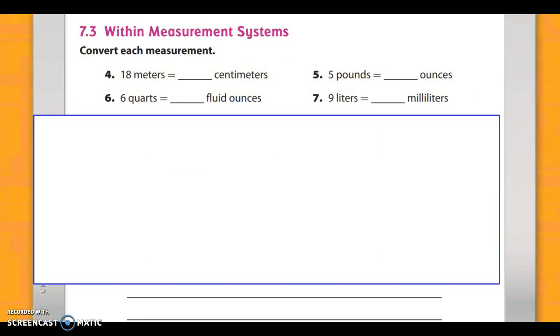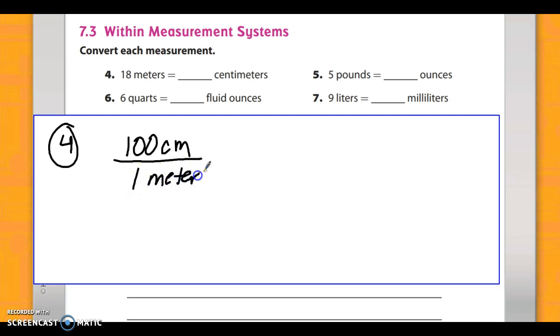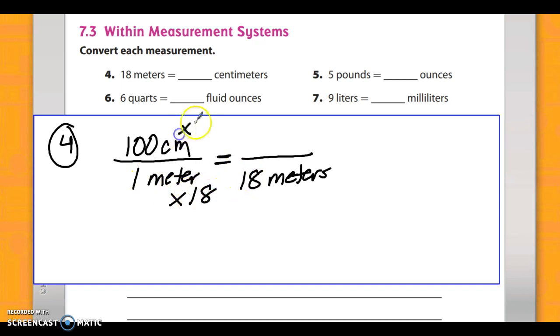So we are on 7.3 within measurement systems. Convert each measurement. Number 4 is meters to centimeters. Now, I have that one memorized. 100 centimeters is 1 meter. And I need to figure out how many centimeters are in 18 meters. So I'm going to multiply by 18. 1 times 18 is 18. 100 times 18 is 1800. 18 times 1 is 18 with 2 zeros. It's 1,800. And that is the answer, 1,800 centimeters.